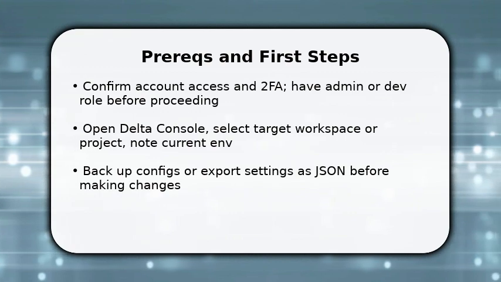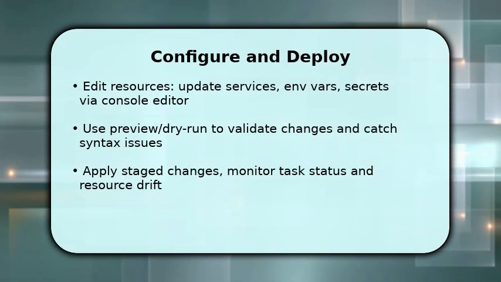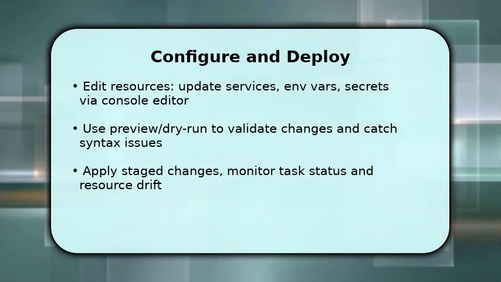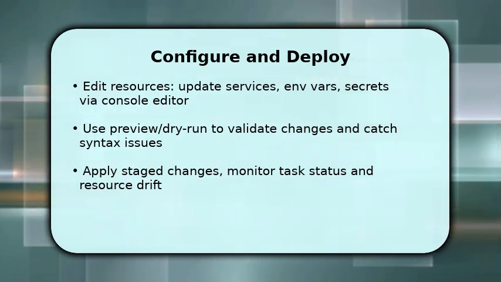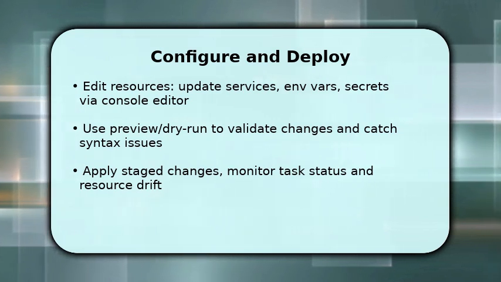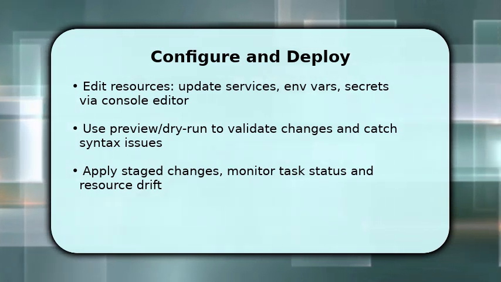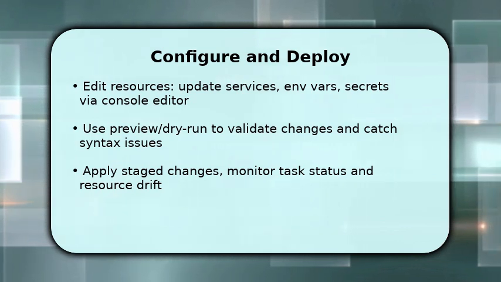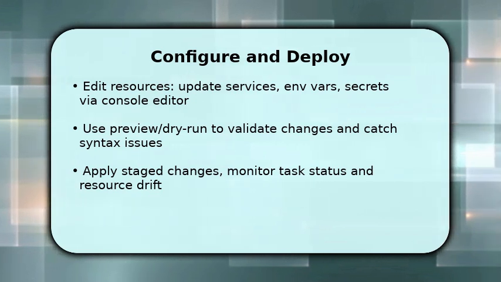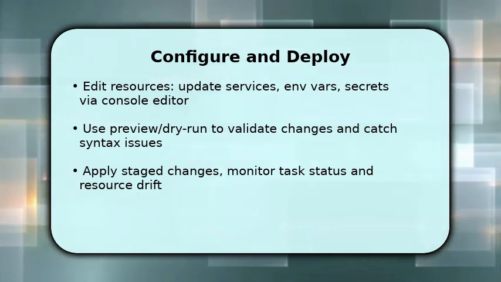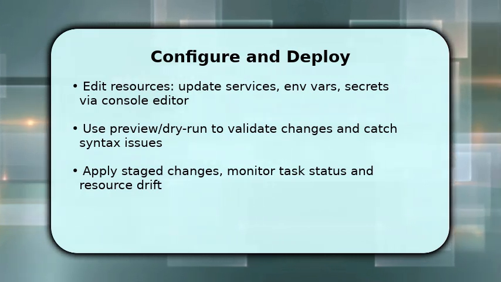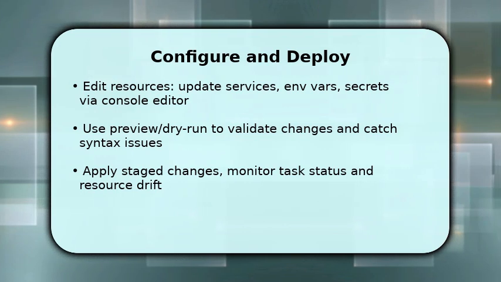You'll now modify the resources and deploy updates, edit service definitions, environment variables, and secrets using the console editor so changes are tracked. Once done, run the preview or dry run feature to validate templates and catch syntax or dependency issues before committing. After validation, apply stage changes and watch the deployment logs and task status. This helps you detect failures early. If you see drift, pause further changes and reconcile the desired state with the actual state to avoid cascade.